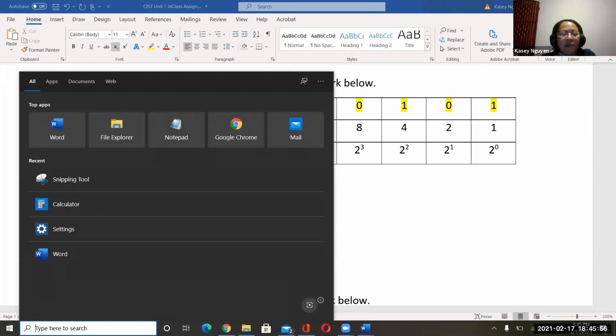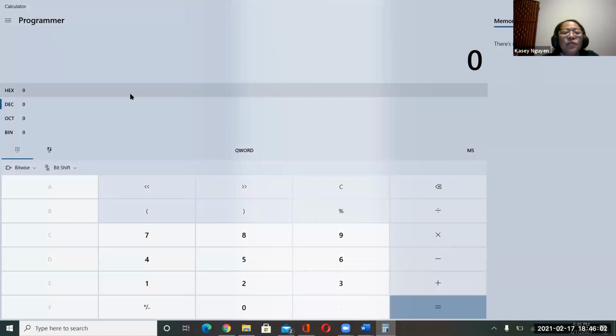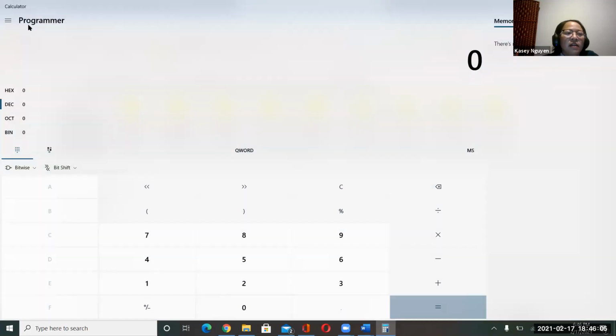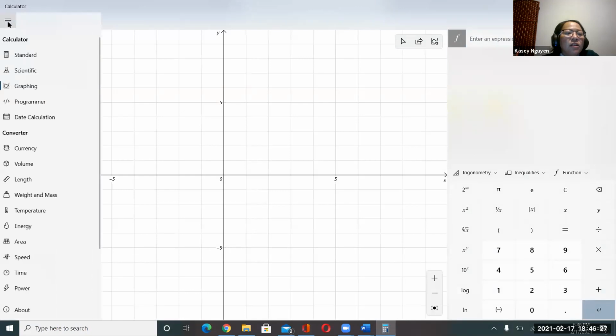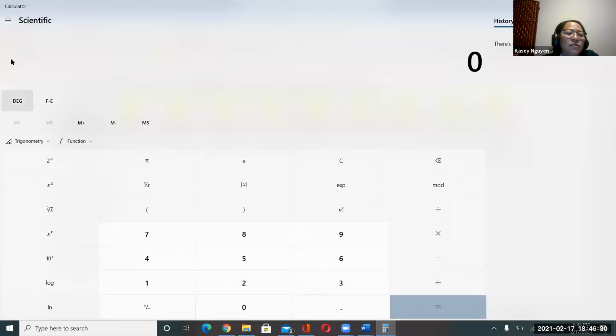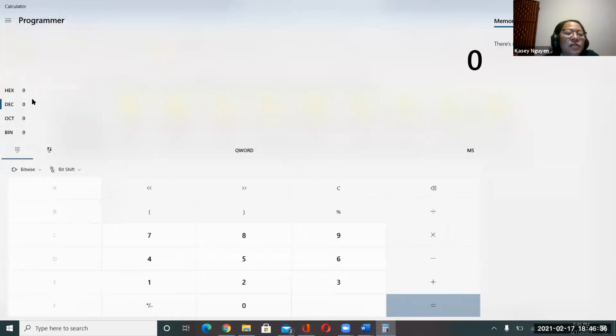If you never use the programmer mode, you open up the calculator, and I'm using Windows 10 to demo this. Mac has the calculator. Even your phone, you can activate the calculator, but not all operating systems support the programmer mode. So on Windows, you simply click this and you can change this. I don't know if your math instructor showed you this, but you can do graphing. You can do scientific, used for calculus classes or other classes, trigonometry. But for us, we can use the programmer mode.